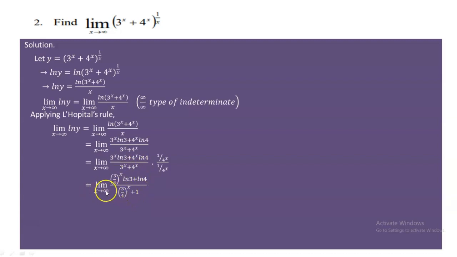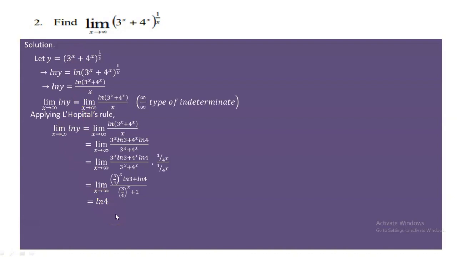Now look, as x goes to infinity, this approaches 0, 0 times ln 3 is 0, then ln 4 can come, and again as x goes to infinity, this goes to 0, 0 plus 1 is 1. So finally you will obtain this to be ln 4. This is not the answer actually. We are interested in finding the limit of y, not ln y, right?